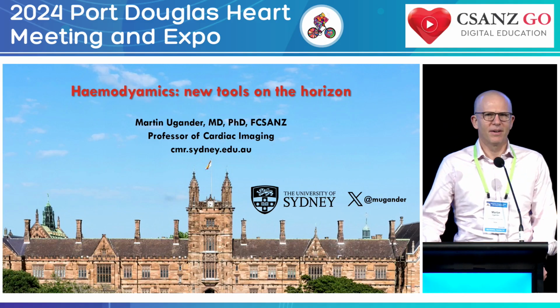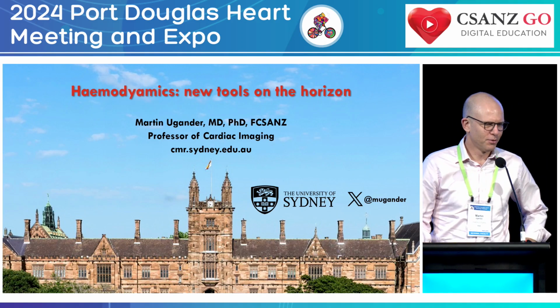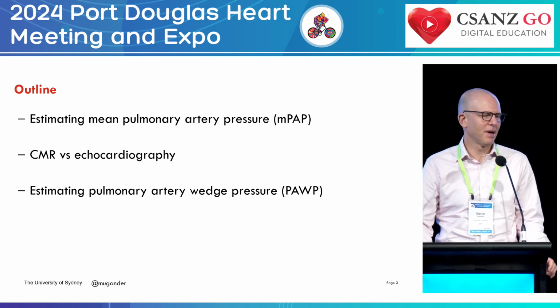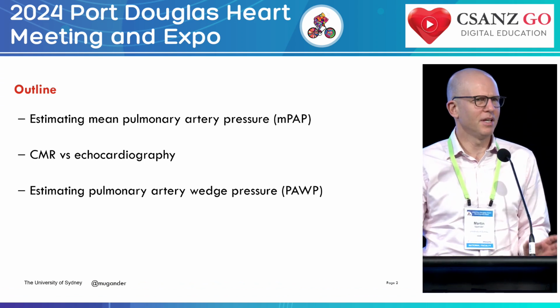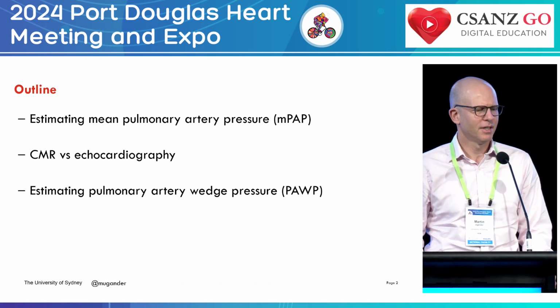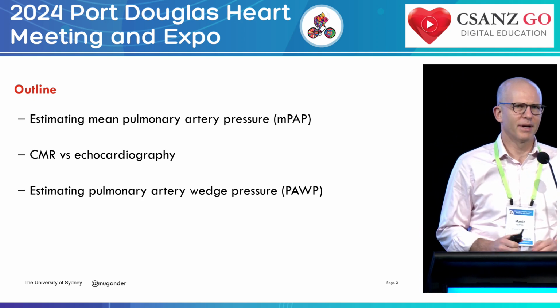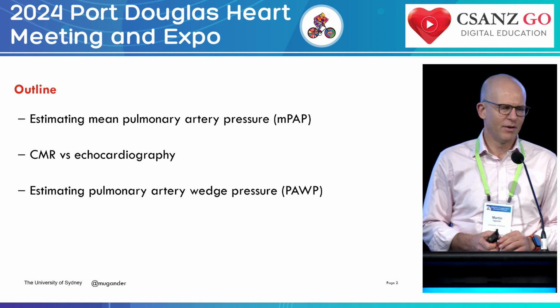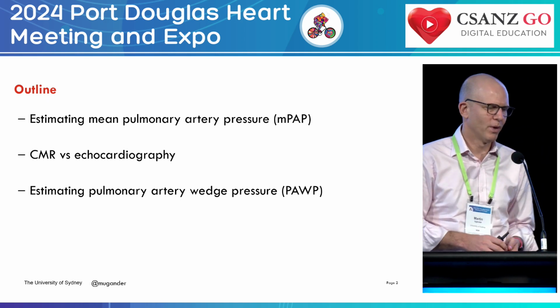So we're going to talk a little bit about hemodynamics and new tools on the horizon. The three things I'd like to touch upon are the estimation of mean pulmonary artery pressure, how cardiovascular magnetic resonance compares to echocardiography, and then also estimating pulmonary artery wedge pressure.